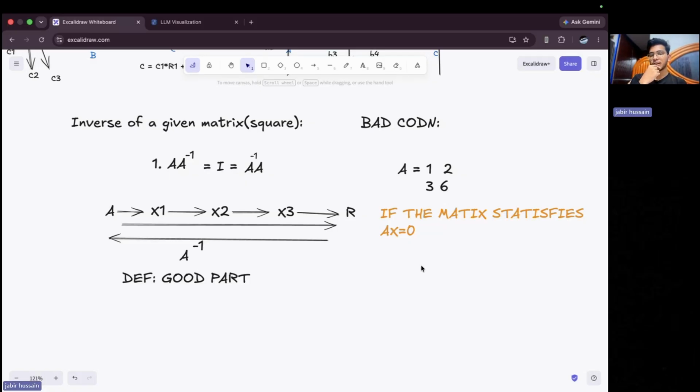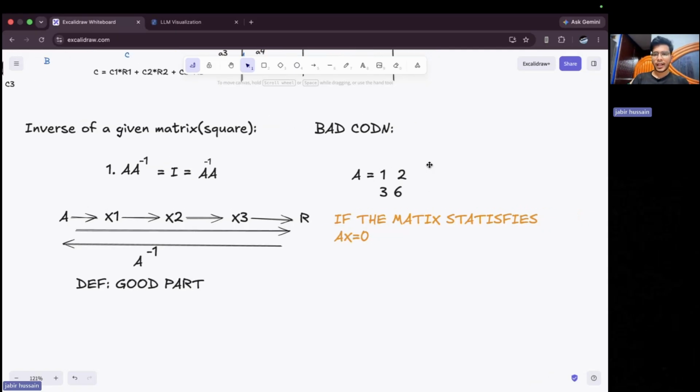I hope you have understood what I wrote. So let's see the column picture of this particular thing. Take the first column 1 3, take the second column 2 6. Now imagine the picture. I can draw it, but I'm not going to, because we have to complete one more point here, one more module.